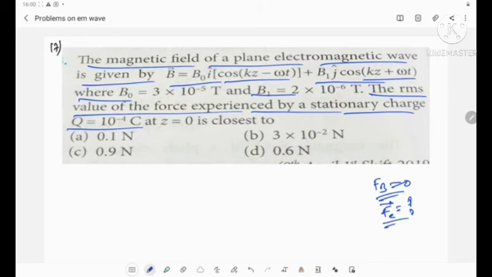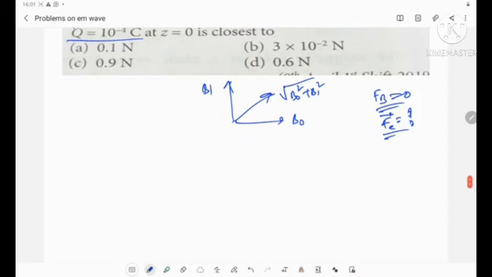But here the magnetic fields, one is kz minus omega t, another one is kz plus omega t. These two are perpendicular to B naught, one vector acting along i cap, another along j cap. Therefore, this is B naught. Another one, B1, is acting along j cap. So the resultant becomes B naught square plus B1 square. Therefore, B is equal to square root of B naught square plus B1 square.